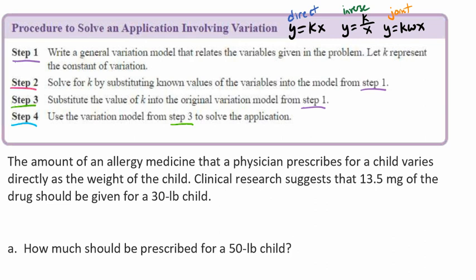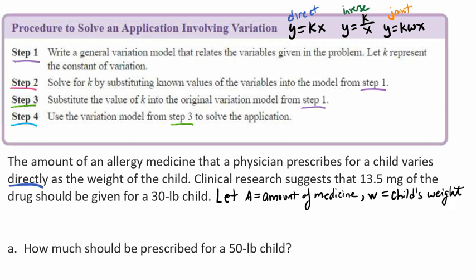In the example we have here, it says the amount of an allergy medicine that a physician prescribes for a child varies directly as the weight of the child. Now remember, directly is multiplication, right? Now clinical research suggests that 13.5 milligrams of the drug should be given for a 30-pound child. So let's begin by setting up our model.